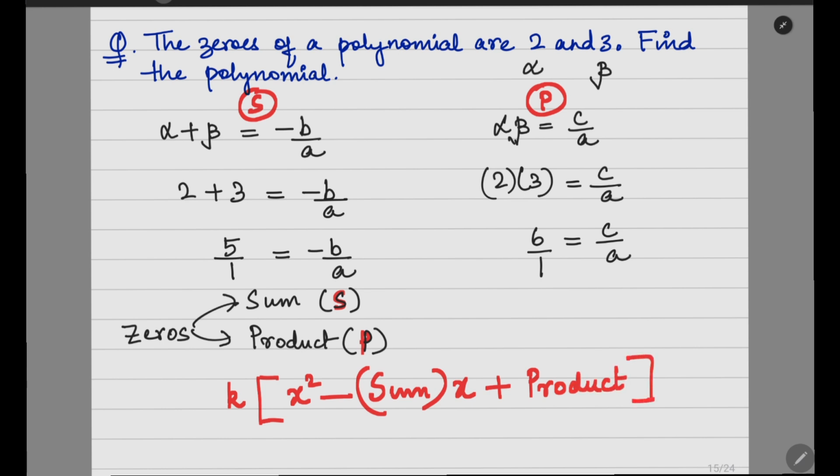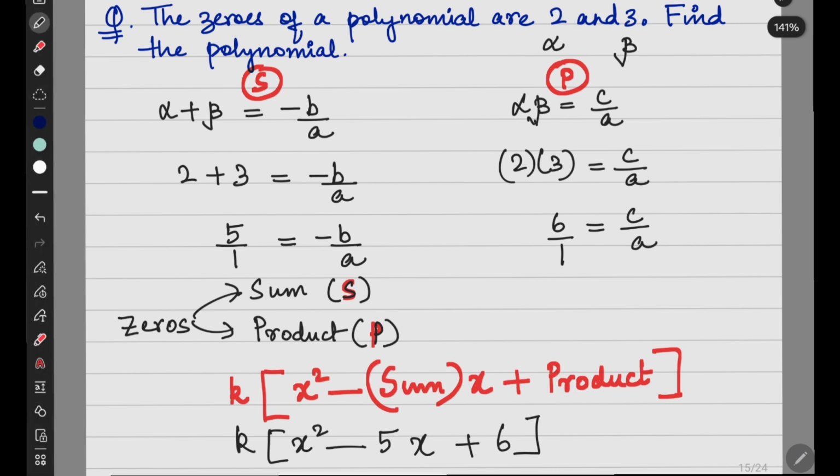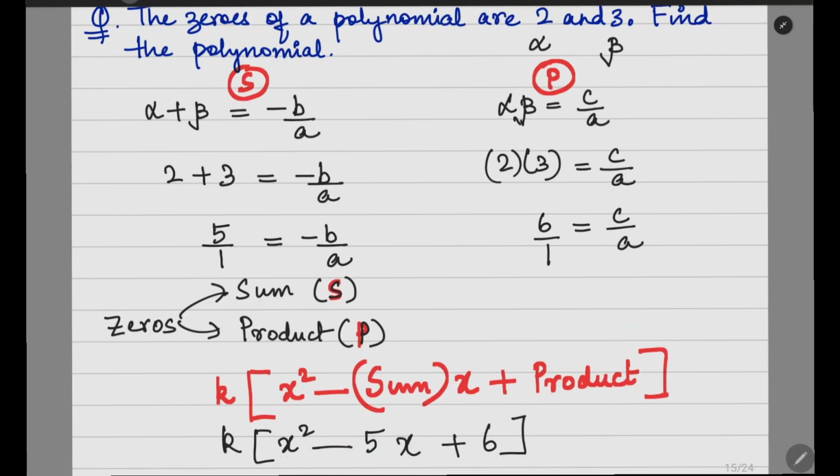This is the general form. So from the given question, what will it be? k times x square minus, what is the sum of the zeros? It is 5. x plus, what is the product of the zeros? 6 by 1, or I can just write 6. Okay, so this is the expression: k into x square minus 5x plus 6. Hope you understood this.